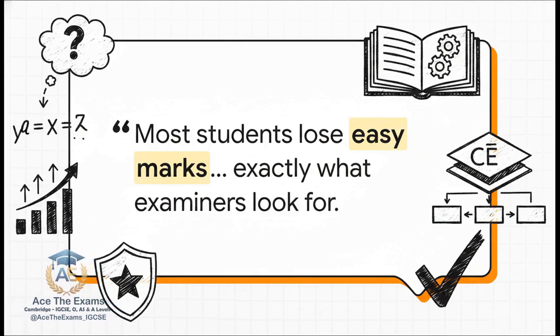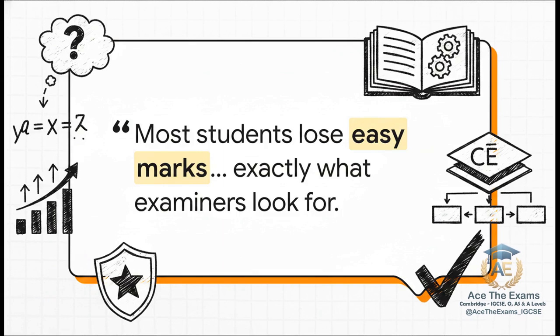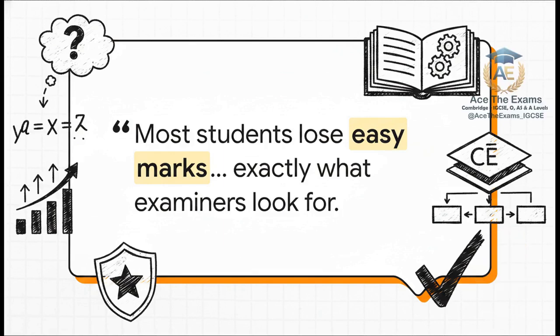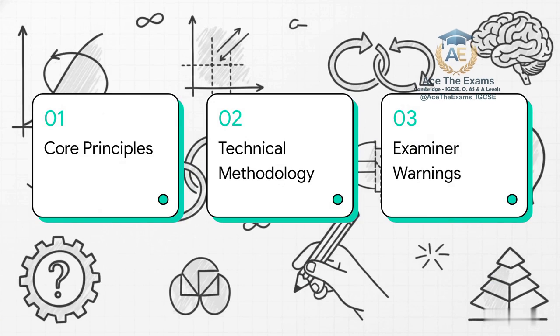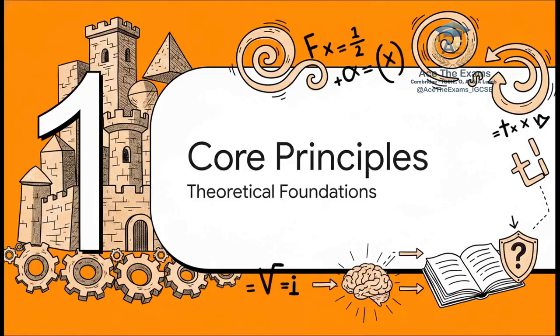We have the ultimate architectural blueprint straight from Cambridge, and by the end of this workshop, you will have the exact playbook you need to secure every single point available to you. No more dropped marks, no more collapsed equations. Here is our schematic layout for today. First, we will cover the core theoretical principles. Second, the technical exam methodology. And third, the top examiner warnings. Let's move right into Section 1, Core Theoretical Principles.